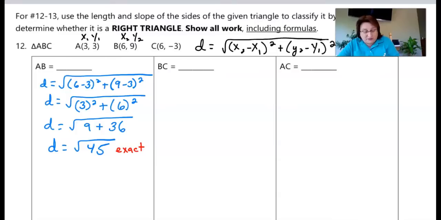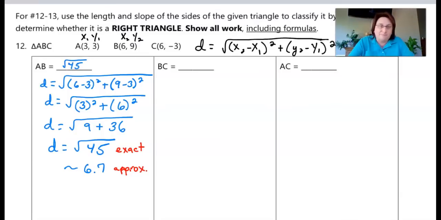Now, if you put this in your calculator, you could say that it is approximately, and that little symbol right there means approximately, 6.7 units. Right here, this is the approximate value. So I worked out the length of AB with you. Like I said, to compare, I'm going to use the exact answer, the square root of 45.